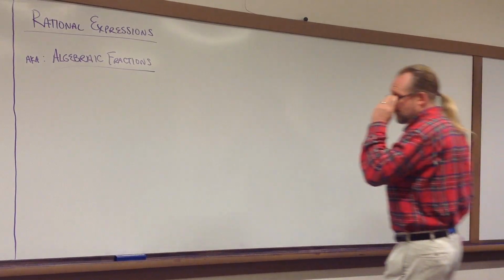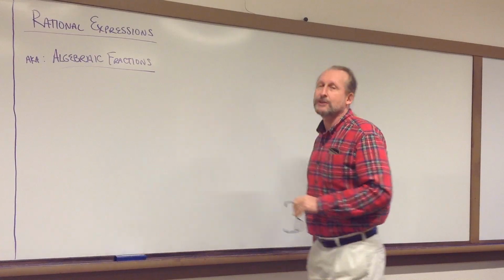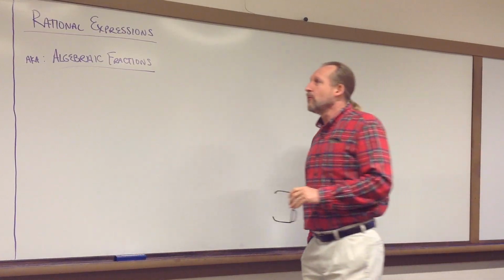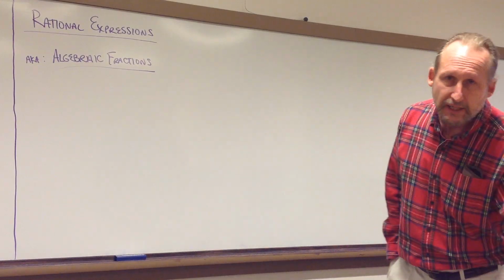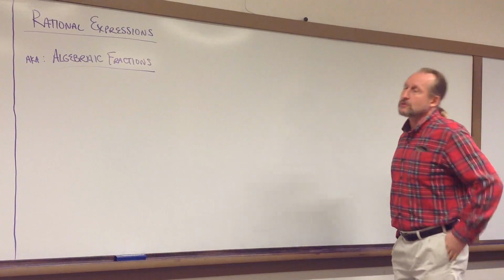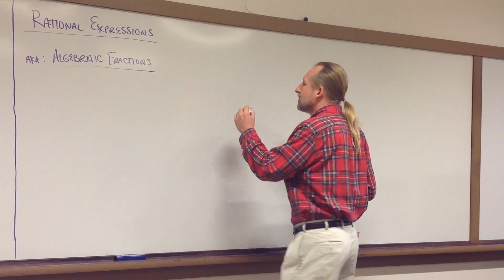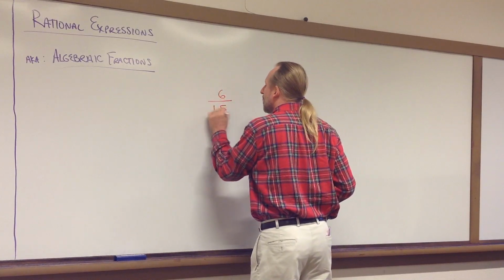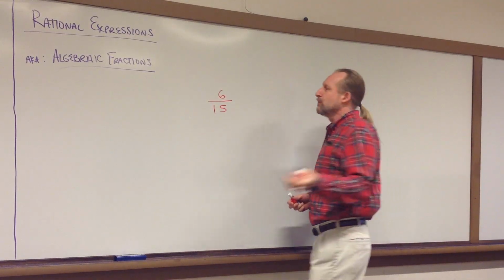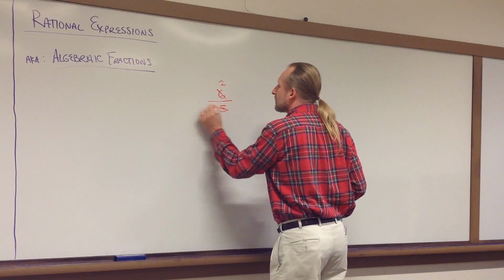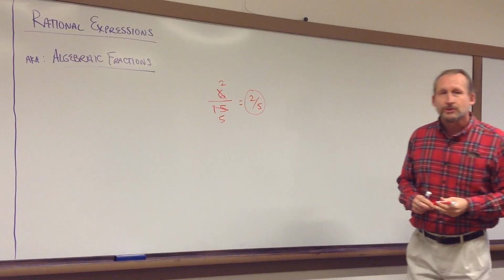Okay, well this video is for Math 95, and this is for a topic called rational expressions, which is another name for algebraic fractions. Okay, so what we're going to talk about today is essentially reducing fractions. So let's take a look at a simple fraction that needs to be reduced, something like 6 over 15. And the idea here is that we say, oh, these are both divisible by 3. 3 goes into 6 twice, 3 goes into 15 5 times, and so this reduces to 2/5.